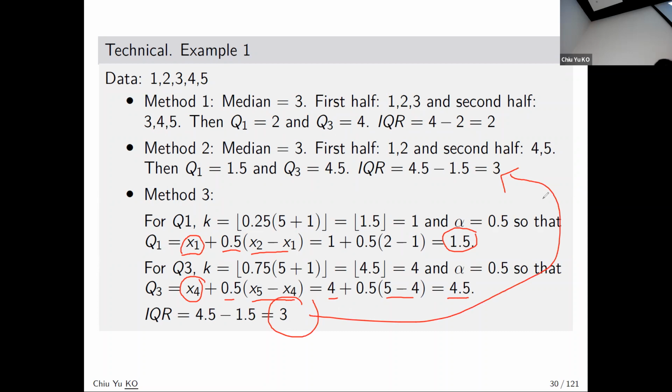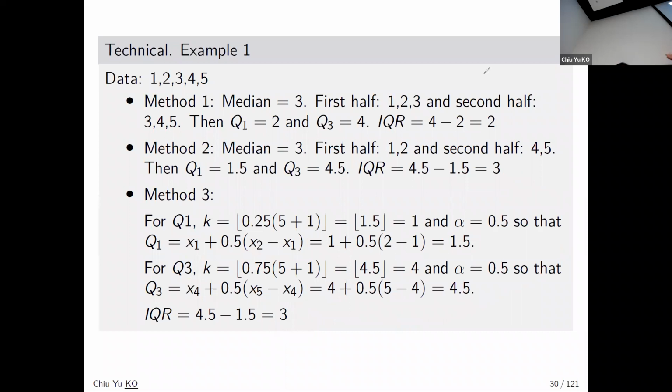And again, I repeat, why I want to do this is because this is what Excel gives you. So you need to understand why Excel gives you this formula. This is the reason it gives you. Is that okay? If okay, let's go to the next one.